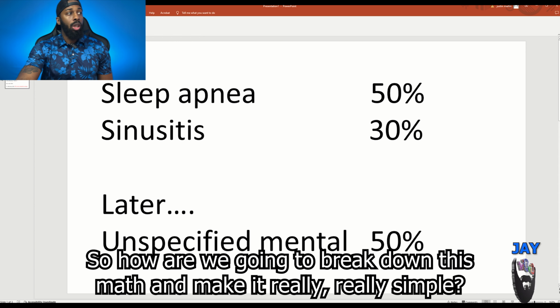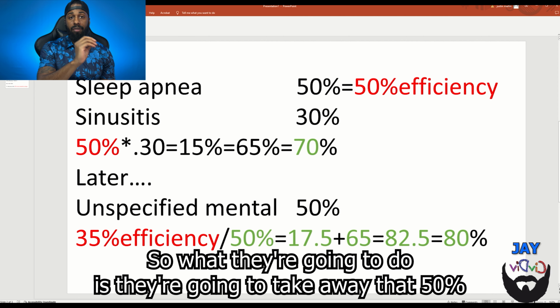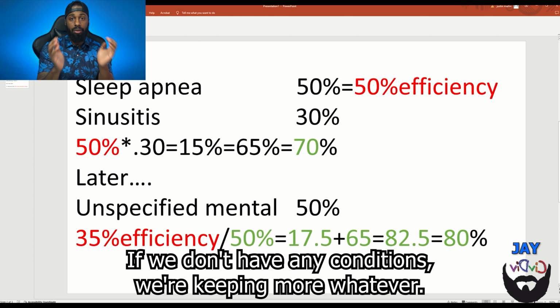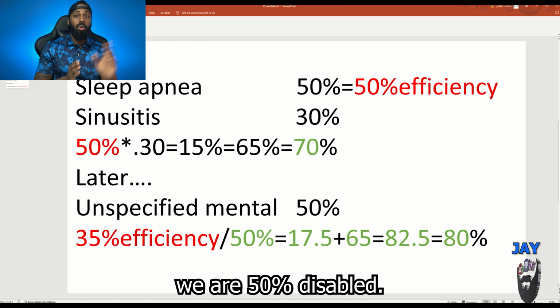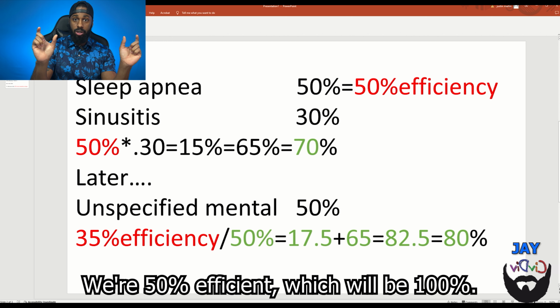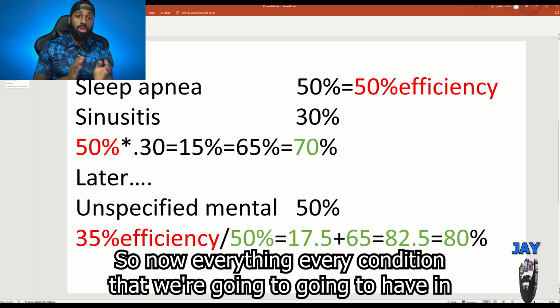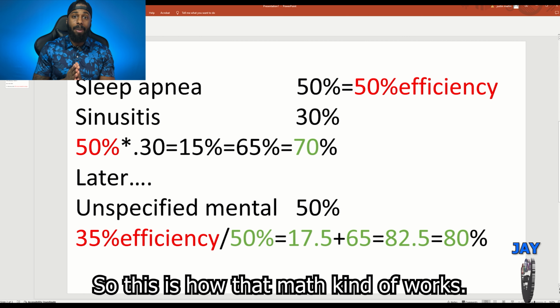The VA always goes with the highest number first, and that will be our sleep apnea. So they're going to take away that 50% from our 100% efficiency in the beginning, because we're always 100% efficient if we don't have any conditions. That is going to leave us with 50% efficiency left, meaning we are 50% disabled and 50% efficient. Now every condition that we have and its rating is going to be taken away from the remaining 50%. So this is how that math kind of works.